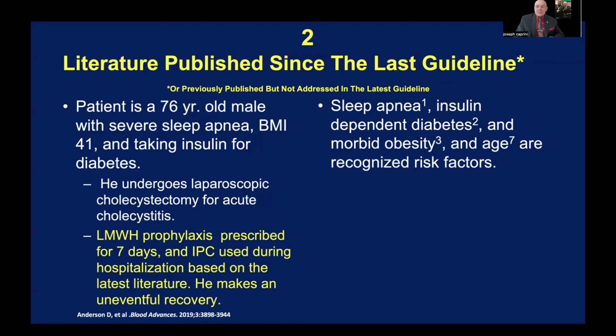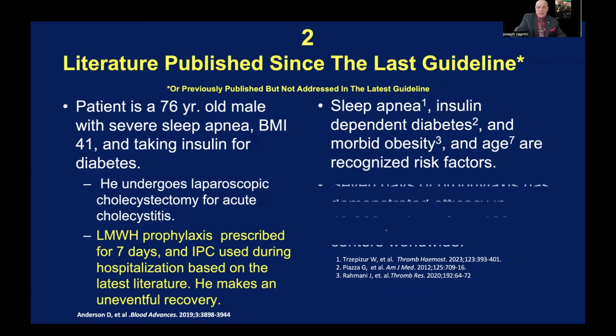Sleep apnea, insulin-dependent diabetes, and morbid obesity and age are recognized risk factors. And if you take a careful look, as long as a risk factor has bona fide data to support its use as a risk factor, it has to be calculated in evaluating the patient. And here, these risk factors make this a very high-risk patient.